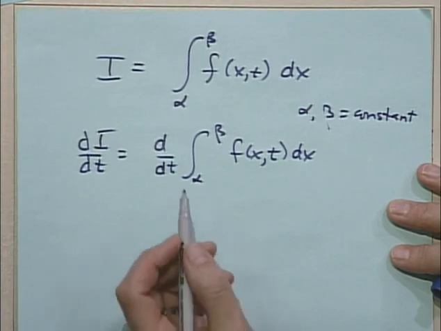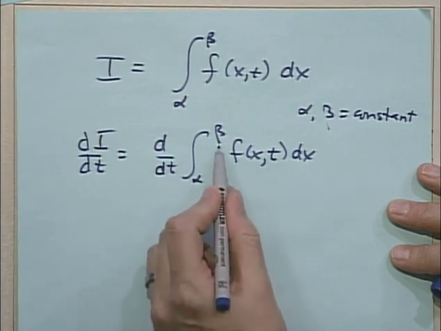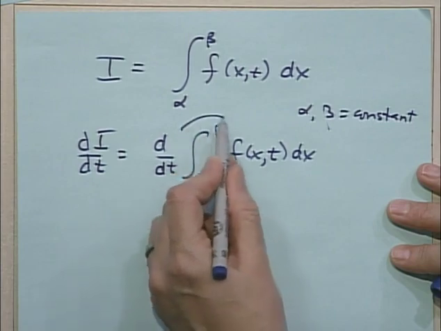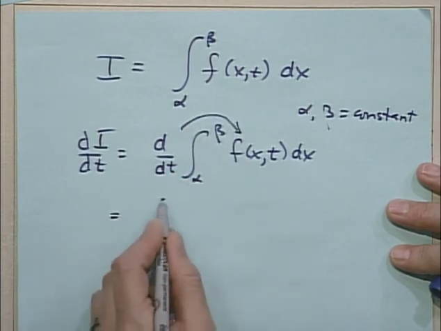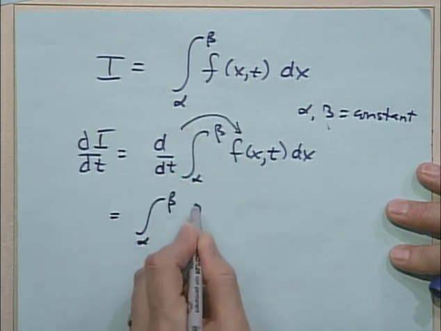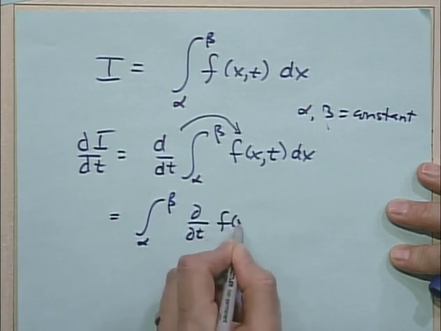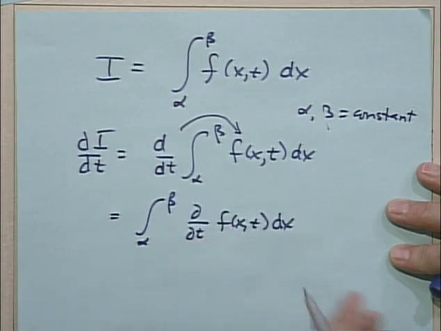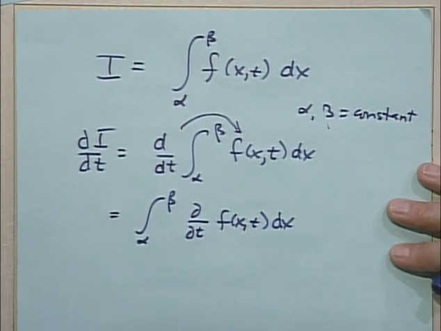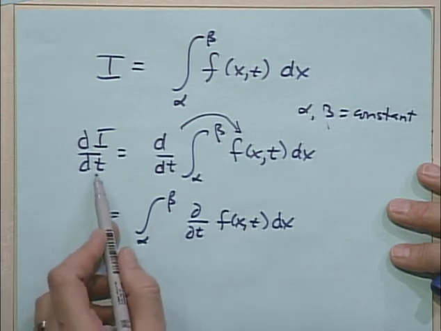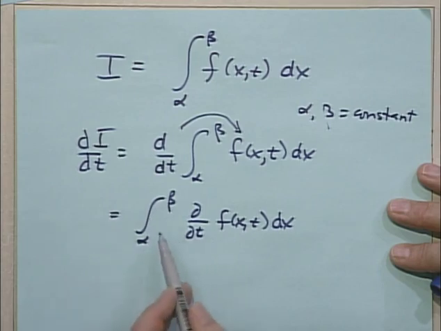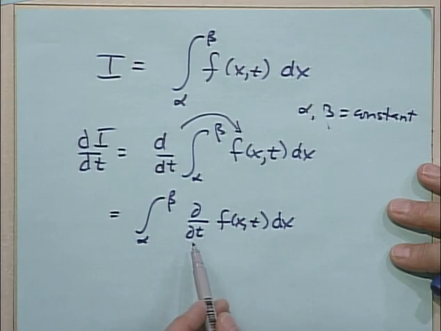And Leibniz rule tells us that because these two limits are constant, the way you do it is this comes inside as the partial derivative. We'll take that simply as a theorem. So this is a multivariable function, f of x and t. And we're saying that the rate of change of this integral is the same as the integral of this rate of change, this particular rate of change, the partial derivative with respect to time.